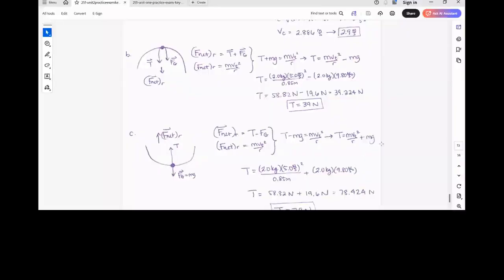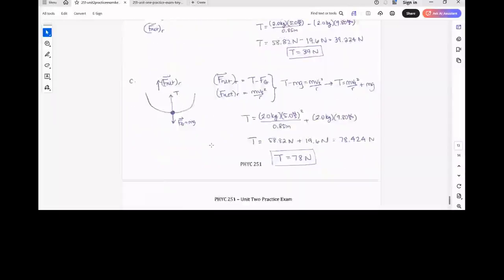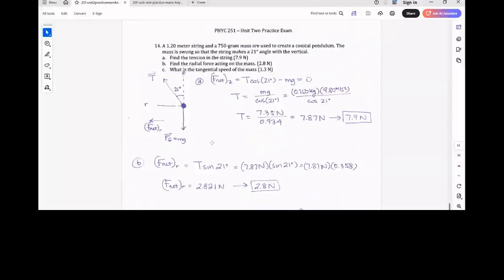I can put these two equations together for the net radial force. And this time when I solve for tension, I'm not looking at the difference between the radial force and the gravitational, instead the sum of those two. So if I plug in the same mass, the same speed at the bottom of the loop, the same string length, I'm going to end up with a tension of 78 newtons as opposed to only about 39 newtons.